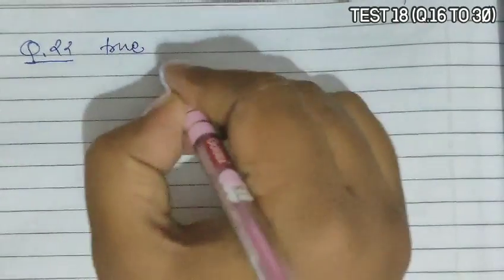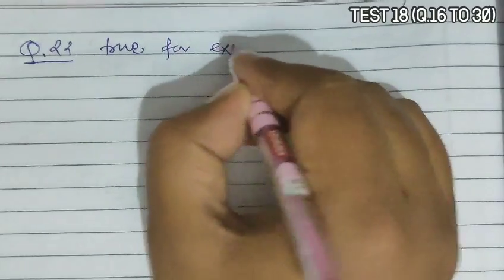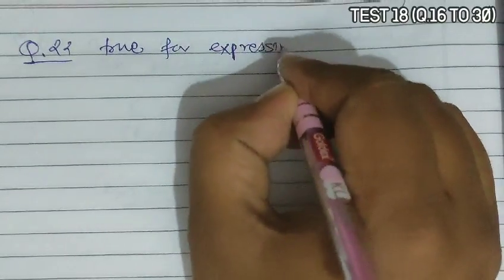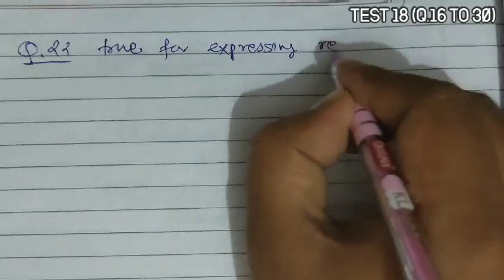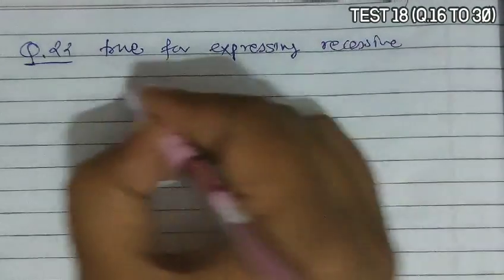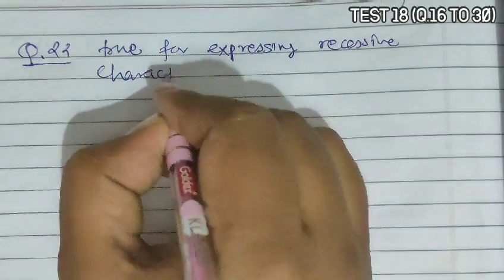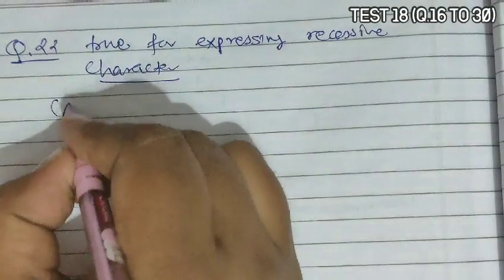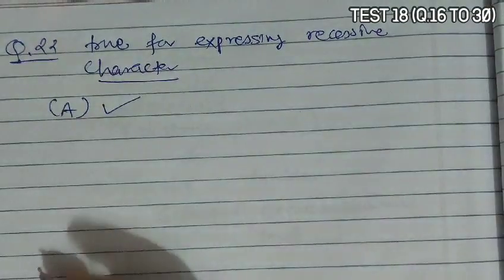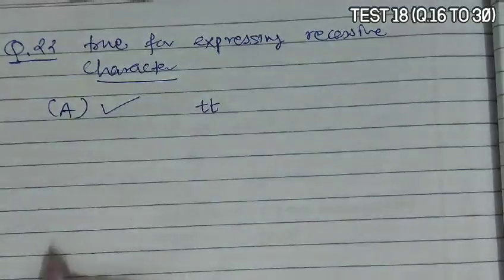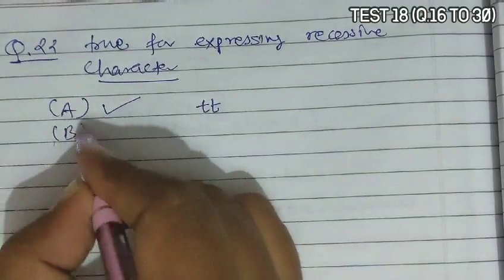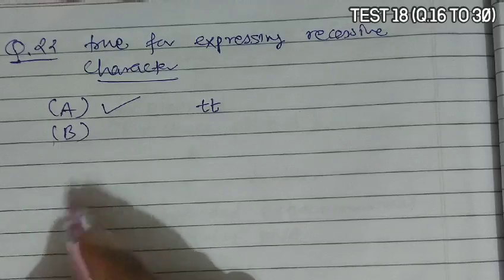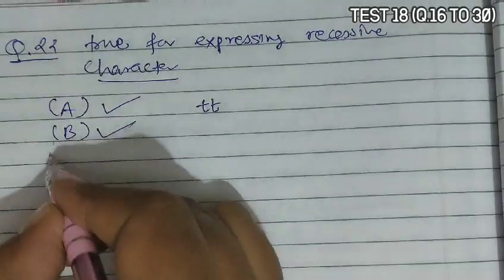Question 22 asks: what is true for expressing a recessive character? We can imagine the example of a dwarf plant. Option A is they are true breeding. Yes, they are true breeding, as small t is a true breeding pure line variety.